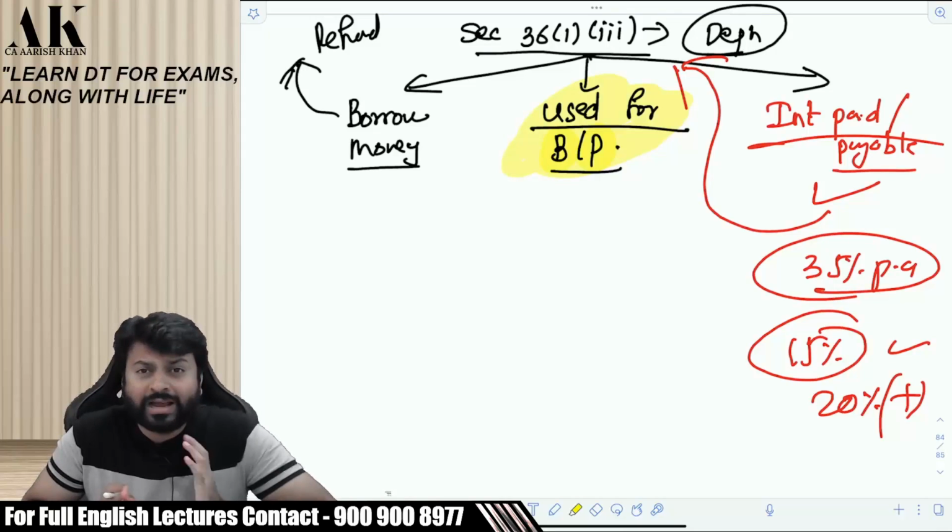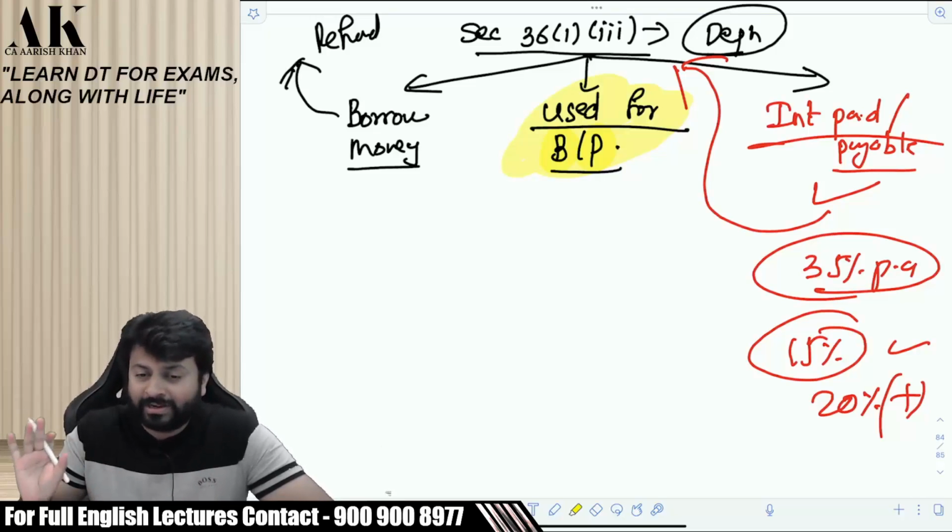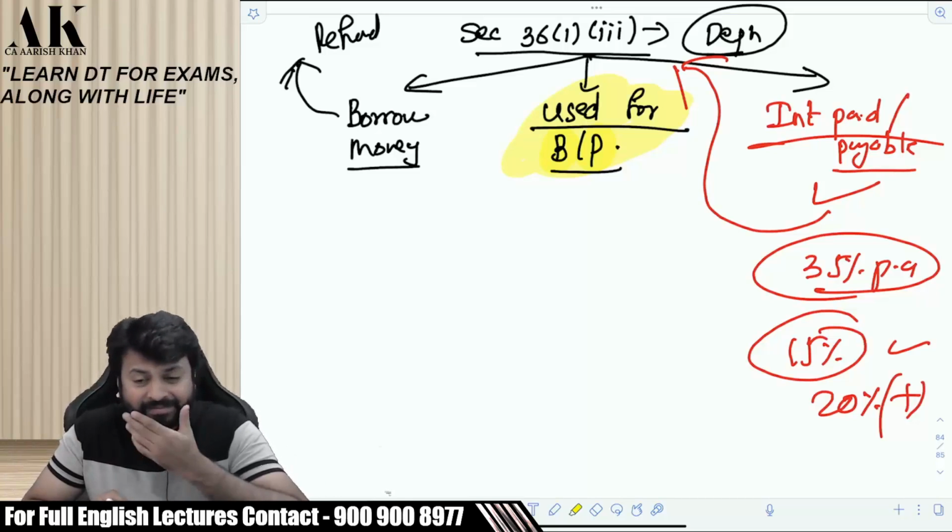And why would you require a loan in business? To do what? You see the loan on the balance sheet, on the liability side. That's the reason. Why do you need that money?